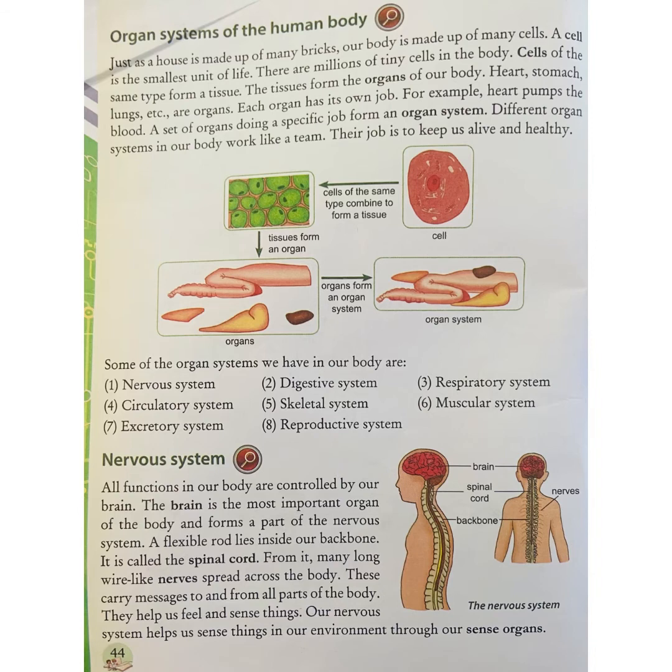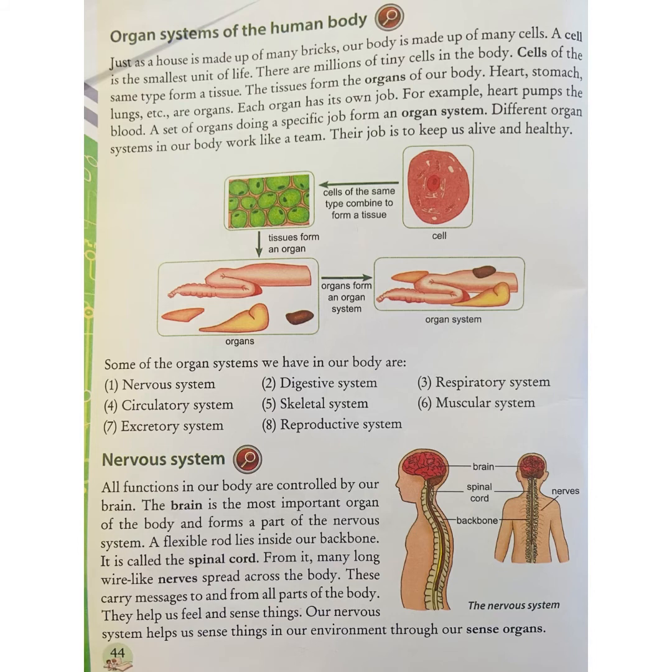Heart, stomach, lungs, etc. are organs. Each organ has its own job. For example, heart pumps the blood. A set of organs doing a specific job forms an organ system. Different organ systems in our body work like a team. Their job is to keep us alive and healthy. Some of the organ systems we have in our body are, okay, learn this, okay? Nervous system, digestive system, respiratory system, circulatory system, skeletal system, muscular system, excretory system, and eighth, the last one, reproductive system. These are the eight organ systems of the human body.